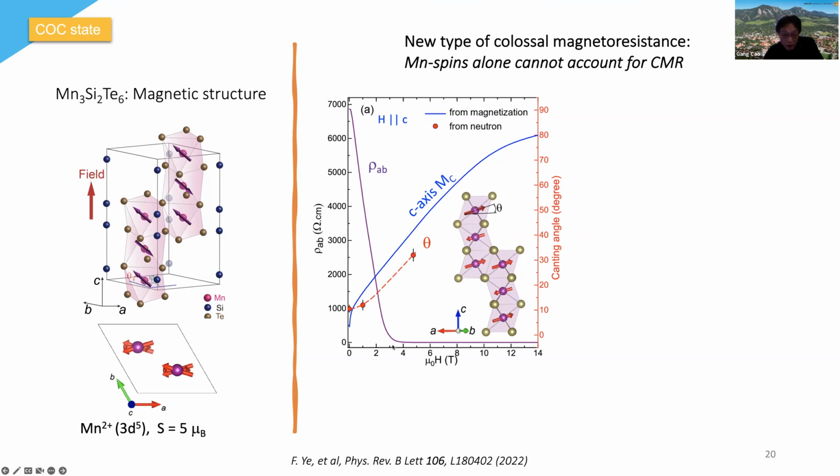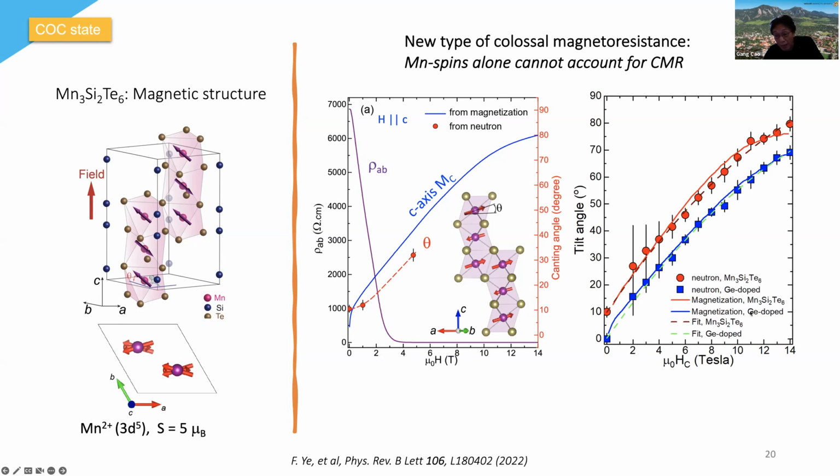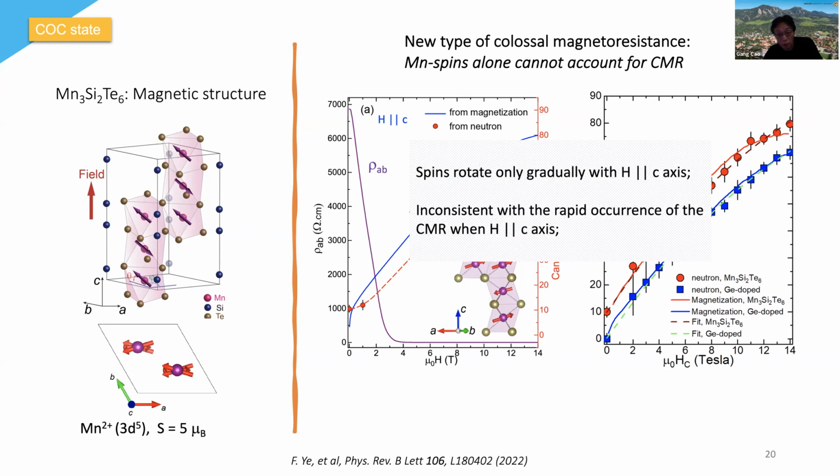But in this figure, the resistivity shows a completely different field dependence. For resistivity, when the field is higher than 4 Tesla, the system is already in a metallic state. This is early data. And this more recent data applied a magnetic field up to 14 Tesla, indicating that indeed the spin changes very slowly. That is inconsistent with the changes of the resistivity in the magnetic field. So here we say the spin rotates only gradually with the field applied parallel to the C-axis. This is inconsistent with the rapid occurrence of colossal magnetoresistance when the magnetic field is applied along the C-axis, the same direction.